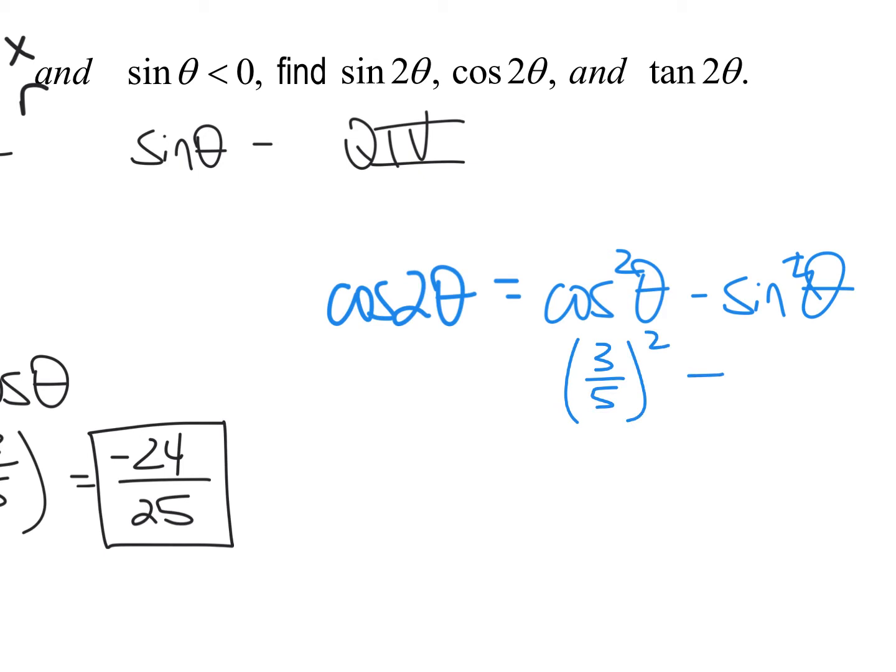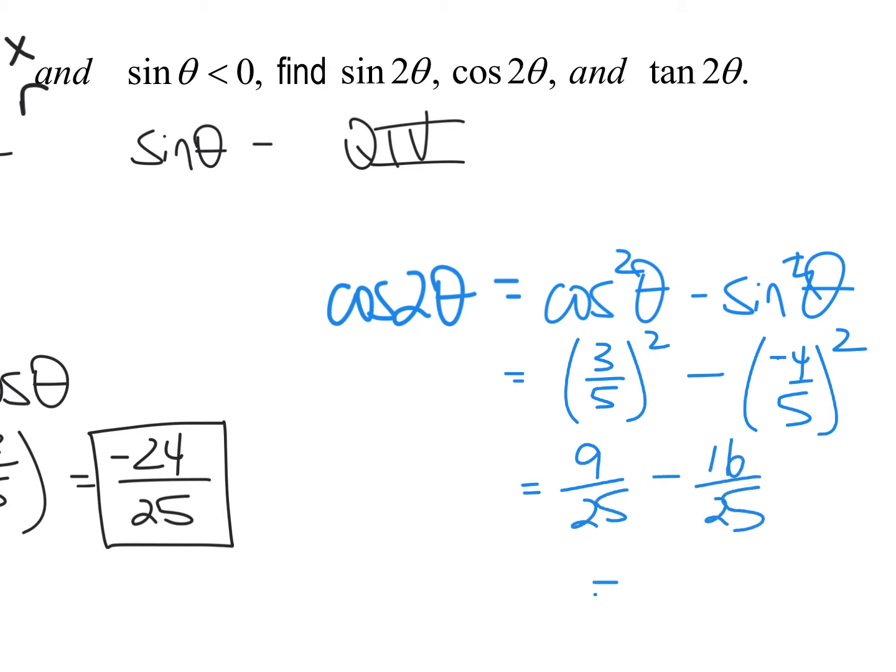And the sine of theta, looking at that triangle over there, was -4/5. But again, it's sine squared, so I'm just going to square the whole ratio. Remember, when you square fractions, you square everything, the numerator and the denominator. So that makes 9/25 minus 16/25. That means my final answer for cosine of 2 theta is -7/25.